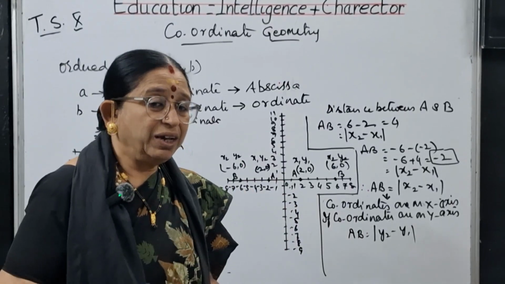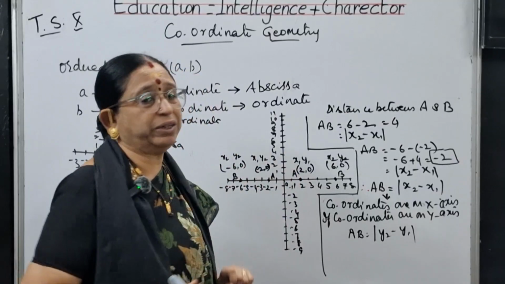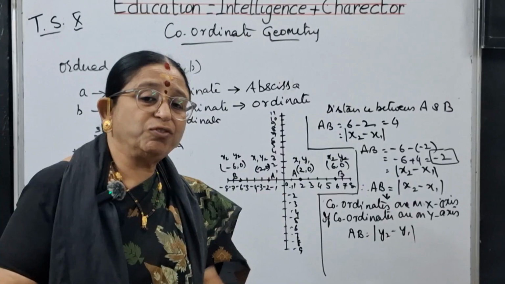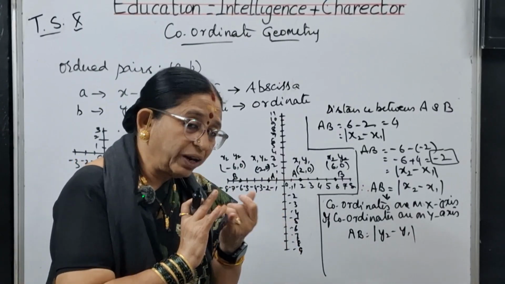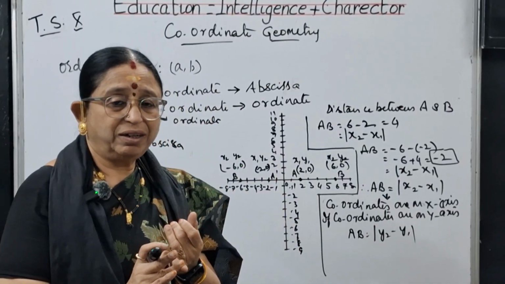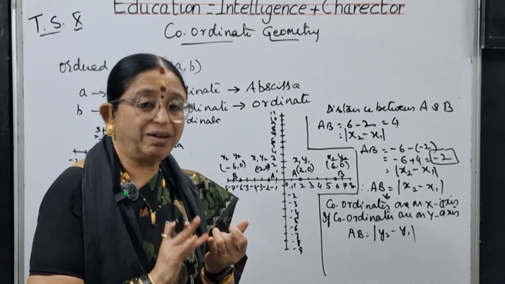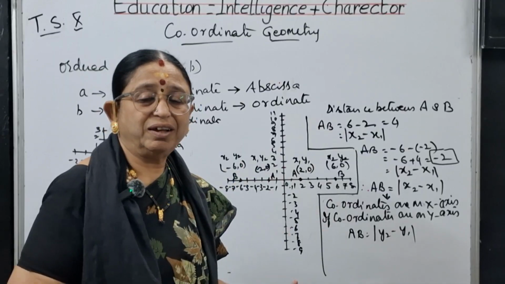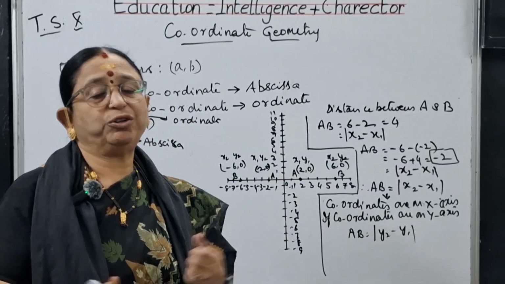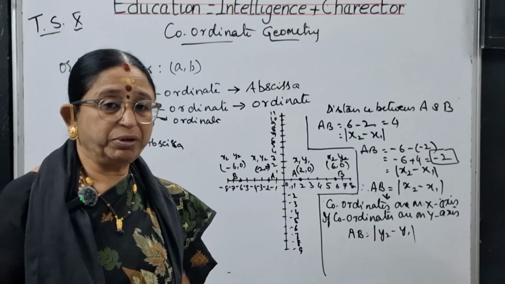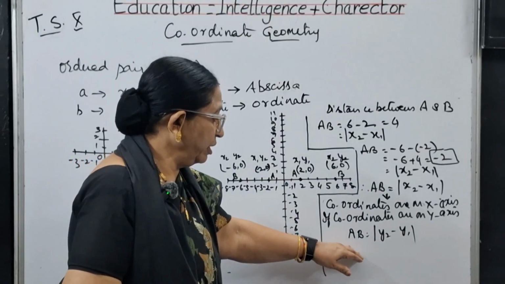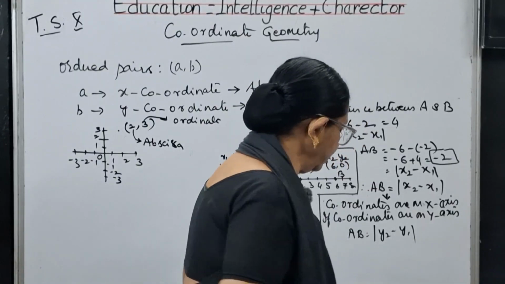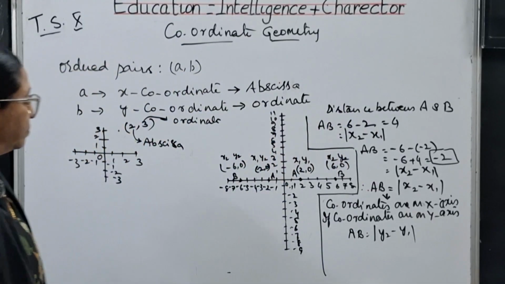In the same way, if the 0 lies on the x coordinate, that is, 0, 2 or 0, 6 if it is given, if the 0 lies on the x coordinate, that is the abscissa, then we can identify that yes, the point is lying on the y-axis. Then what is the formula? Modulus y2 minus y1. Please remember this, children. These are very important sums for short answers you will be getting. Please note it down.